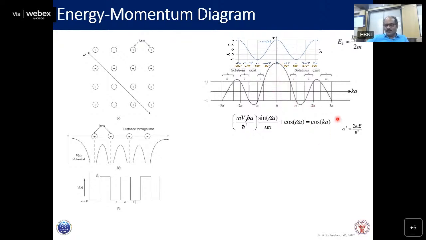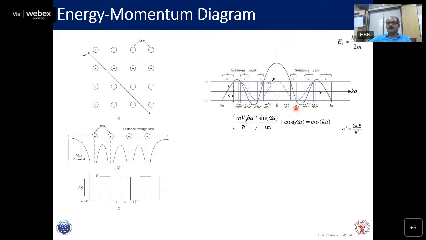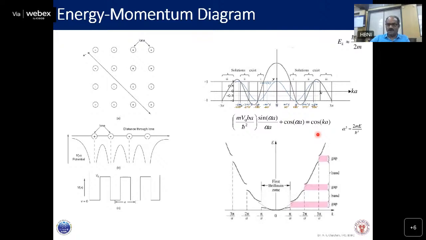So that means what? For these values, from this point to this point, this equation is not satisfied. Solutions for these values do not actually exist, because if the right hand side value is between plus 1 and minus 1, the left hand side should also be between plus 1 and minus 1 only.